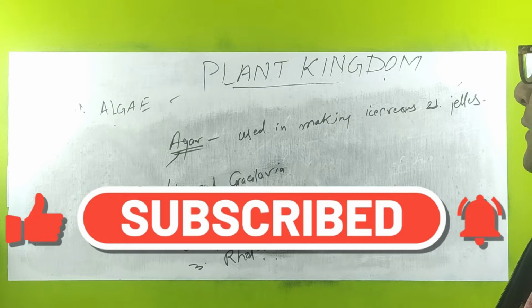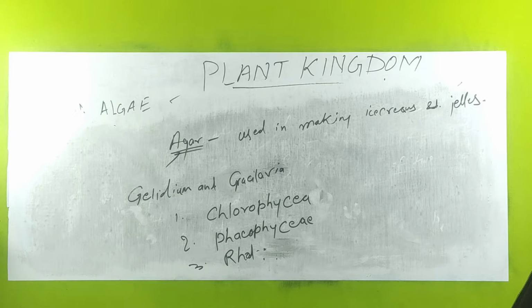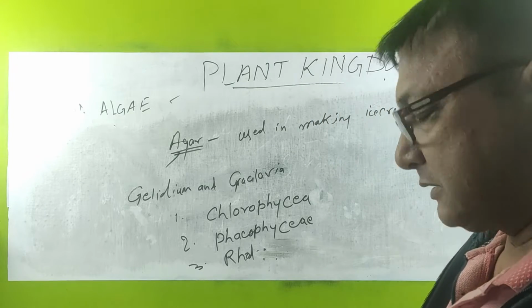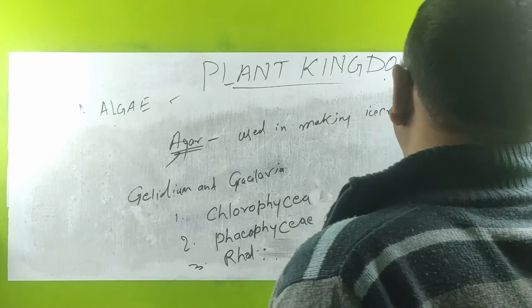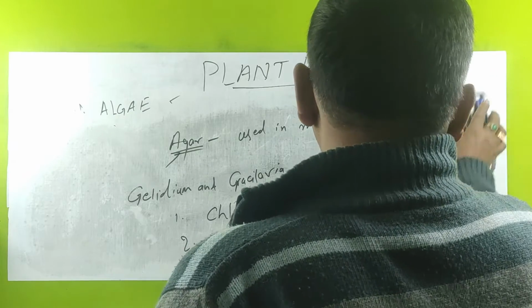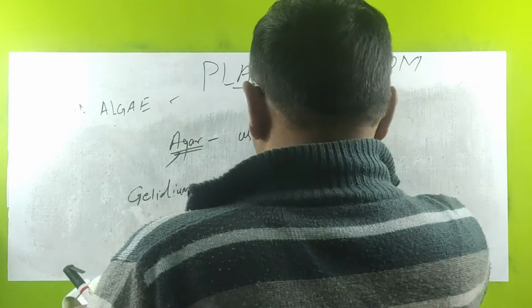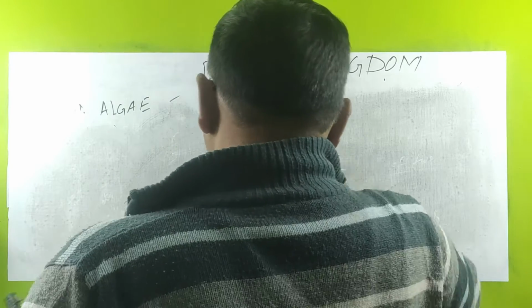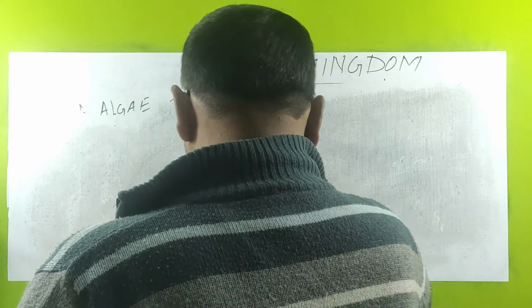Today we will again continue from the algae which we have discussed in the plant kingdom. Now we will discuss the three types of algae, that is Chlorophyceae, Phaeophyceae and Rhodophyceae. These characters we will discuss in this. So we will distinguish all the three on the same page so that you may understand it properly.